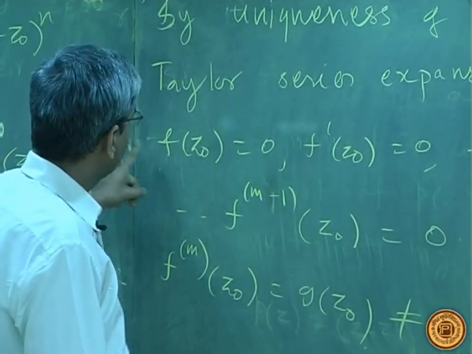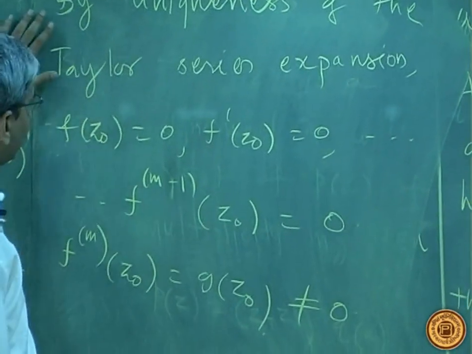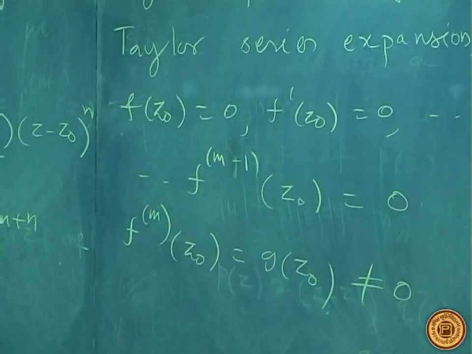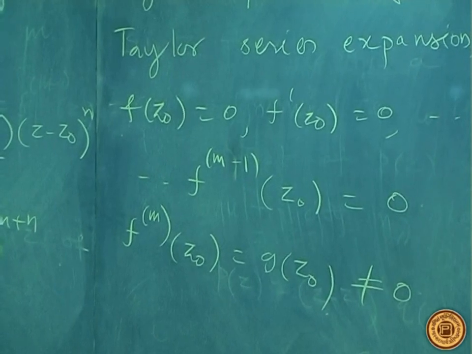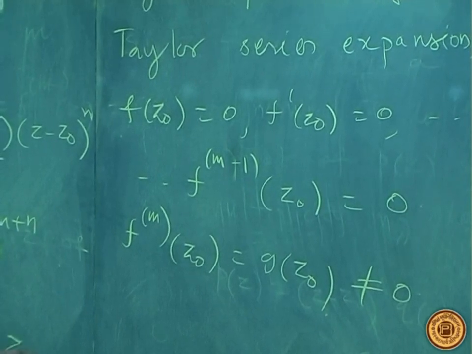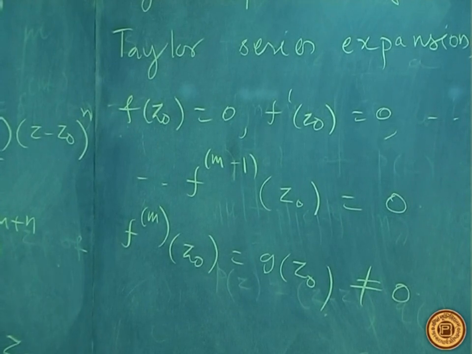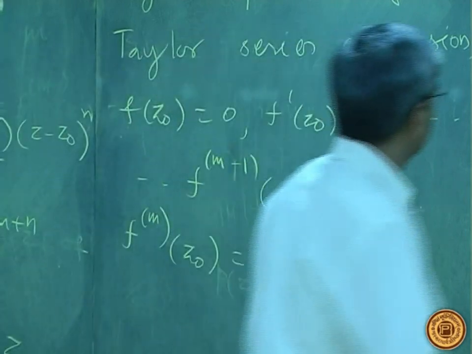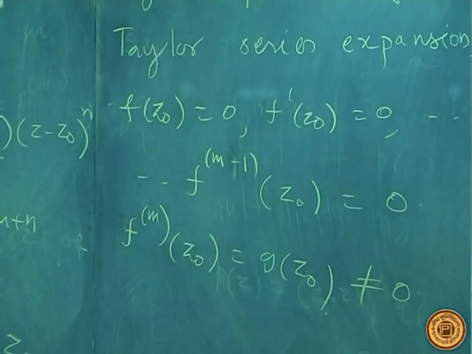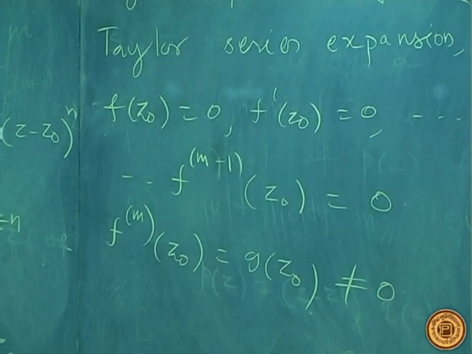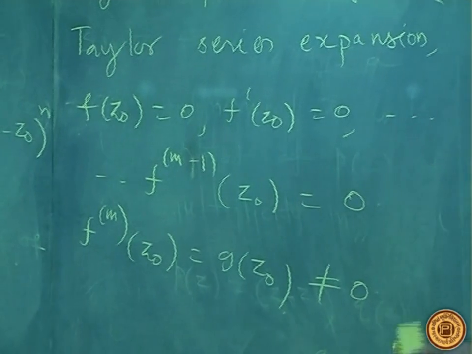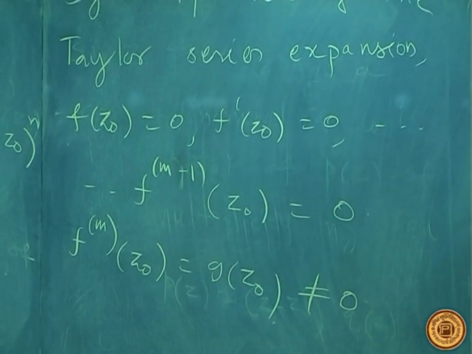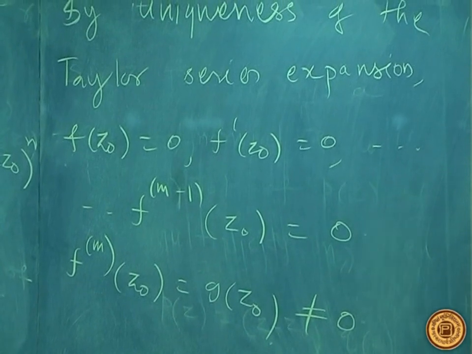Now what do you get? That f is analytic. So first of all, this gives f is analytic at z0, and then f has 0 at z0 of order m.